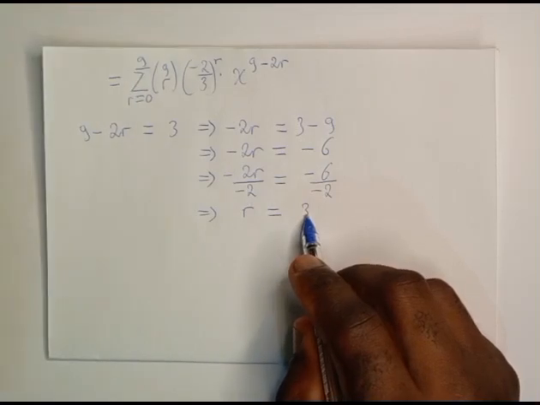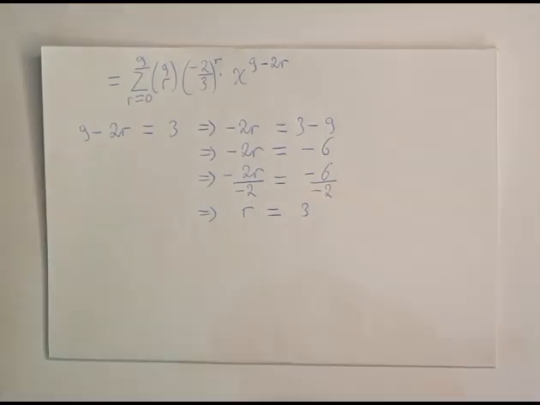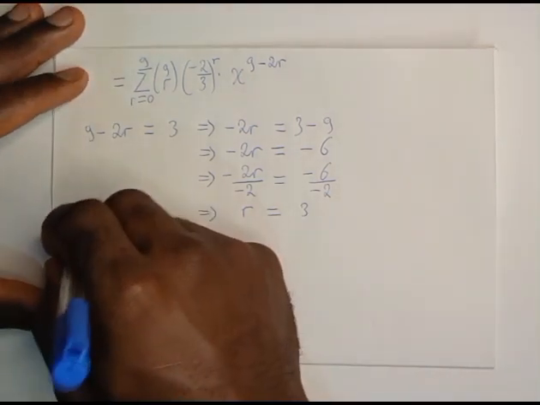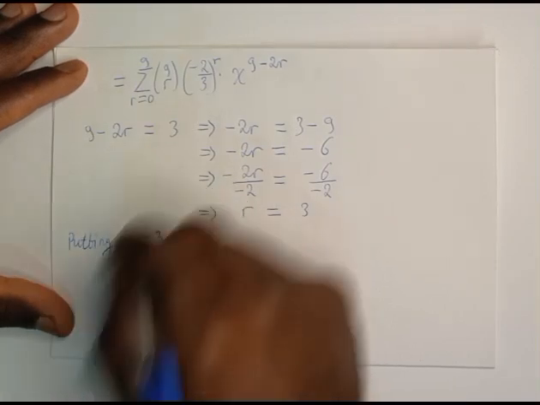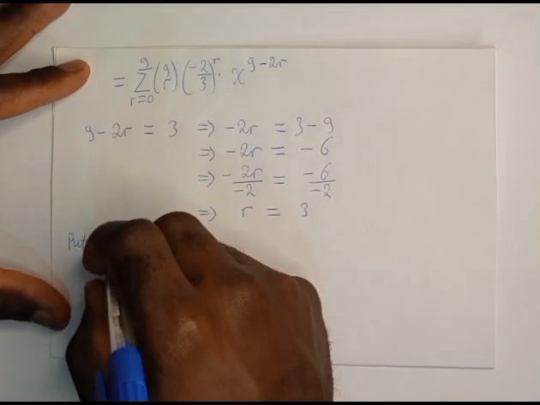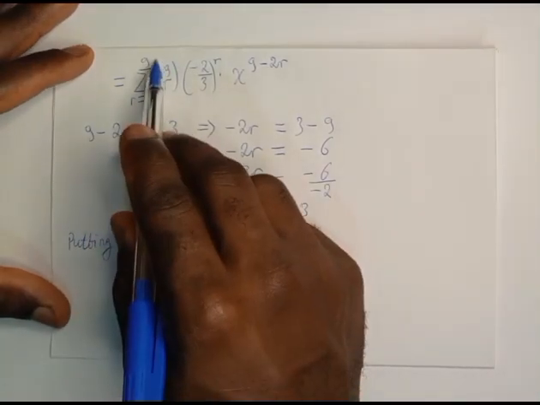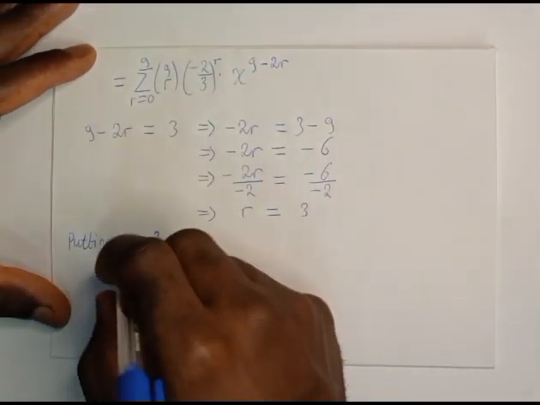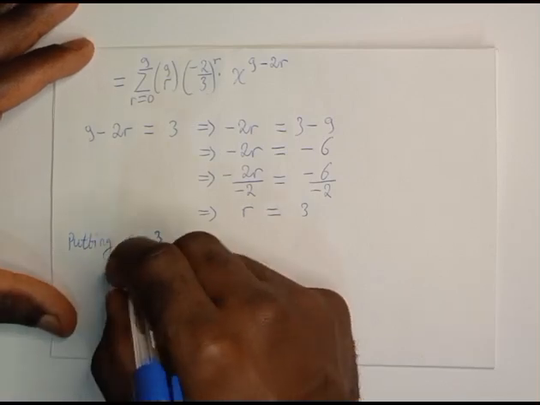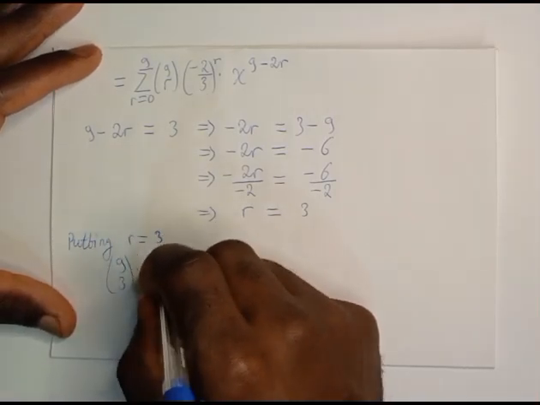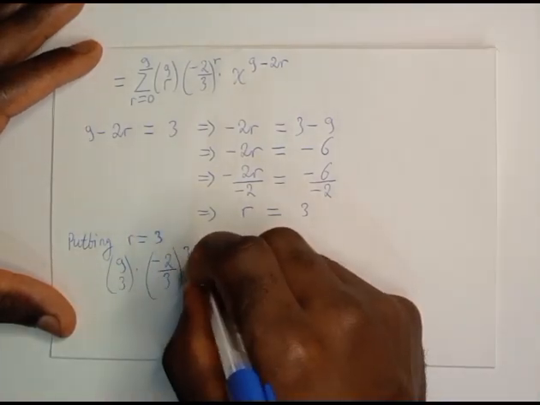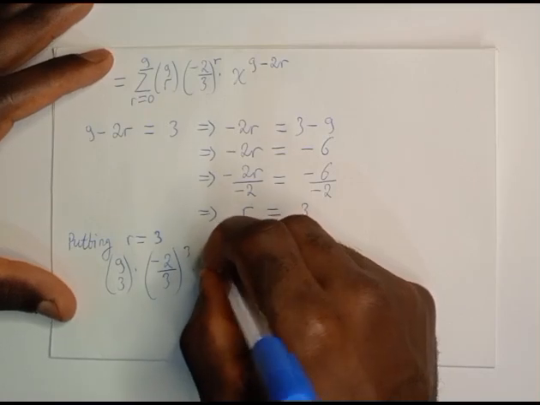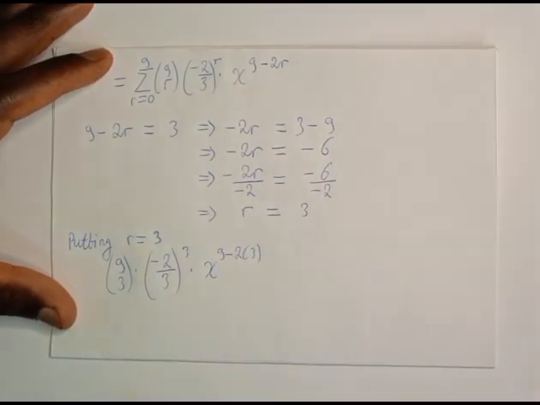Knowing r as 3, it is very easy now for us to get the term in x cubed. Putting r equal to 3, we are going to replace r equal to 3 here. This will give us 9 combination 3 times negative 2 on 3 raised to the power 3 times x raised to the power 9 minus 2 times 3.